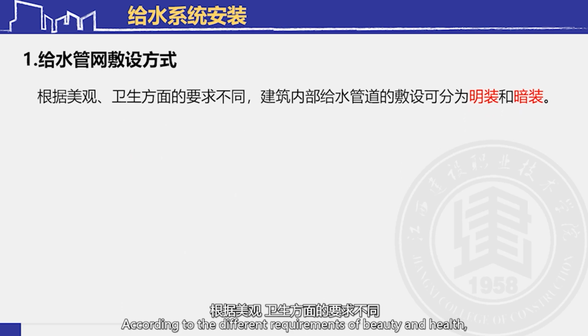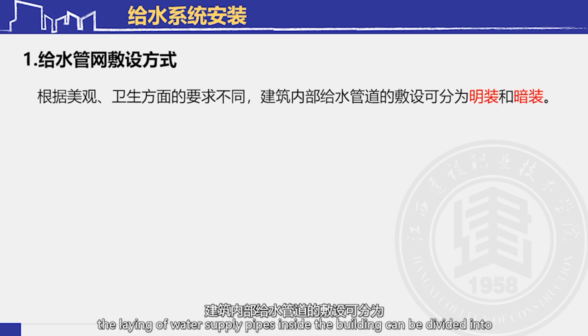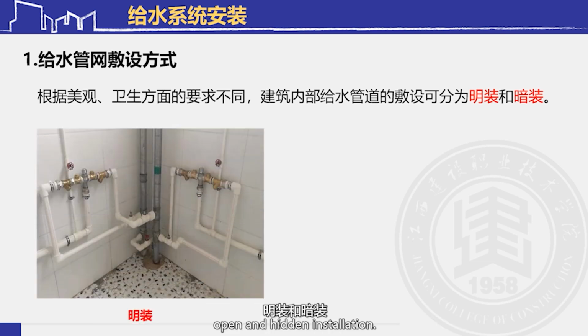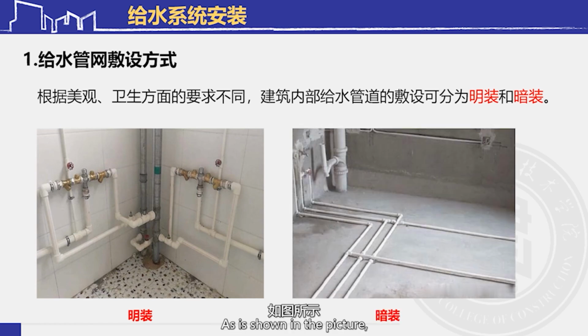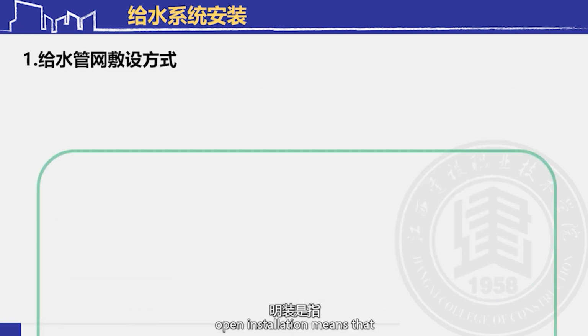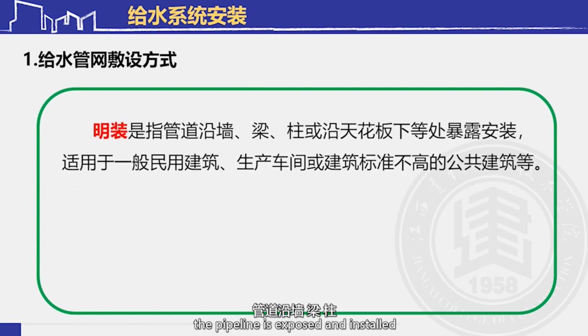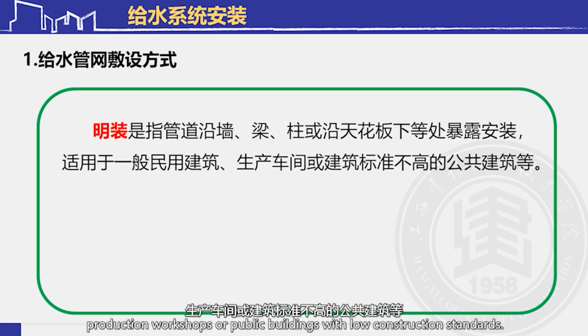According to the different requirements of beauty and health, the laying of water supply pipes inside the building can be divided into open and hidden installation, as is shown in the picture. This is the open installation and hidden installation. Open installation means that the pipeline is exposed and installed along the wall, beam, column, or under the ceiling, etc., which is suitable for general civil buildings, production workshops, or public buildings with low construction standards.